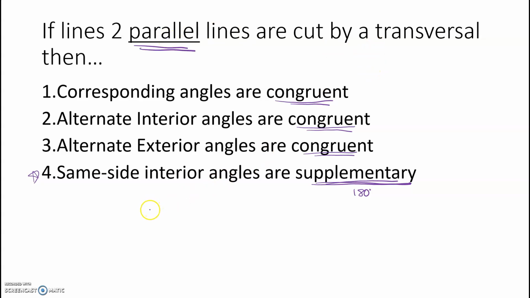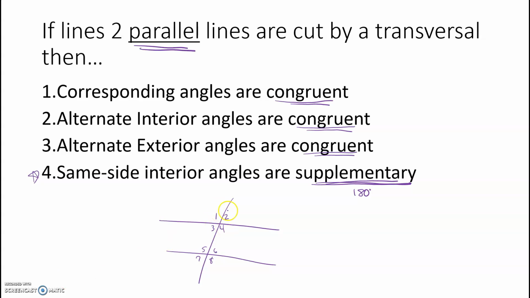So what's the difference between yesterday and today? Yesterday, I did this. And I said, hey, what are 3 and 6? You would say 3 and 6 are alternate interior. That's really all you could tell me. 3 and 6 are alternate interior.